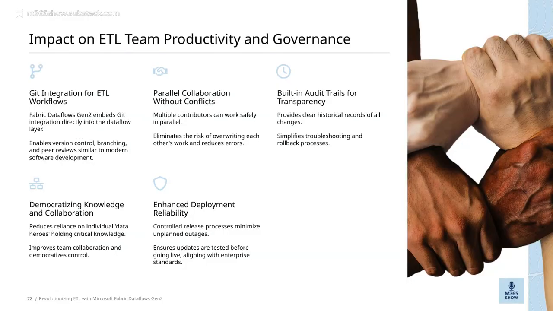Now, let's look at how these changes impact our ETL team's productivity and governance. First, controlled release processes are a game changer. They help minimize unplanned outages by ensuring that all updates are thoroughly tested before going live. This aligns perfectly with our enterprise standards, making our deployments more reliable and predictable. Next, by improving deployment reliability, we reduce our dependence on individual data heroes who hold critical knowledge. Instead, we foster better team collaboration and democratize control, allowing everyone to participate confidently in the process.